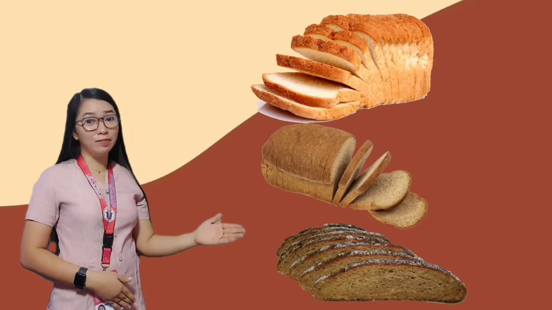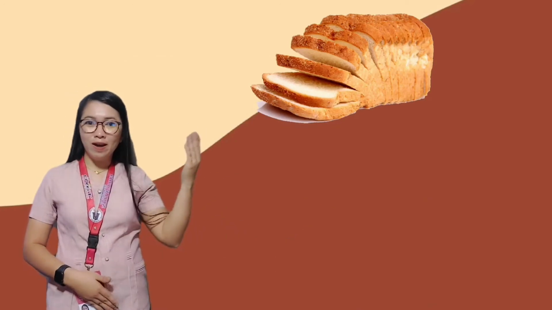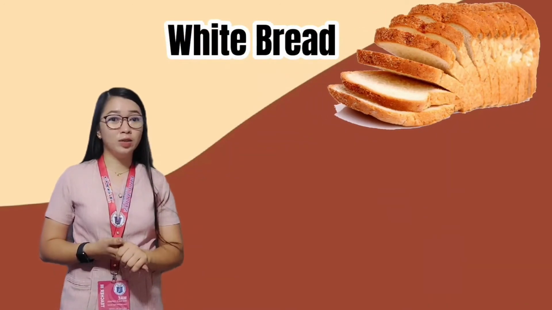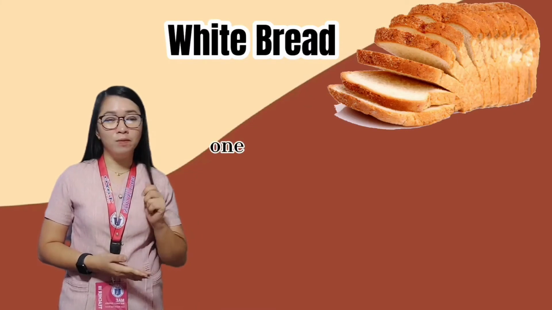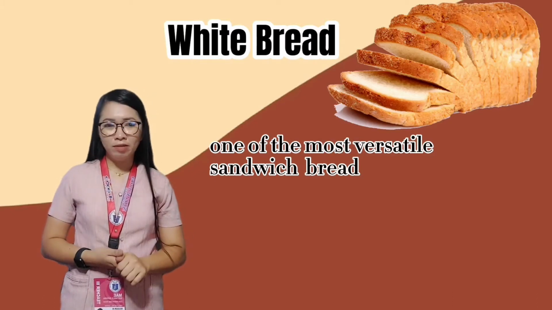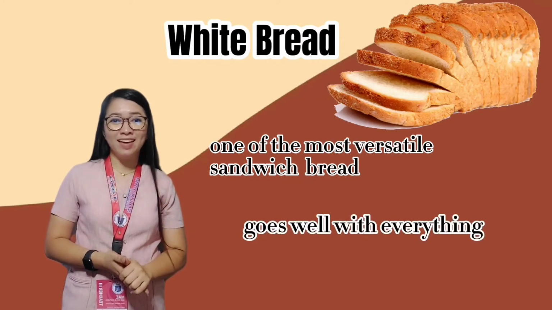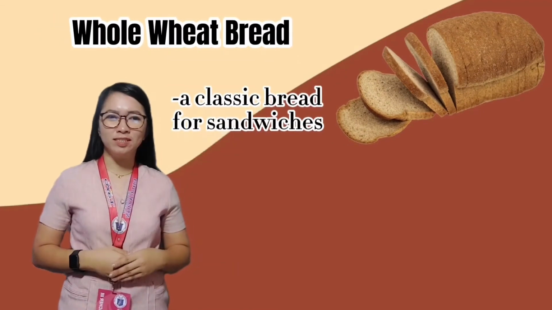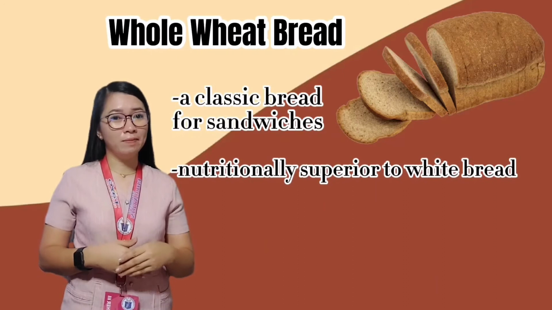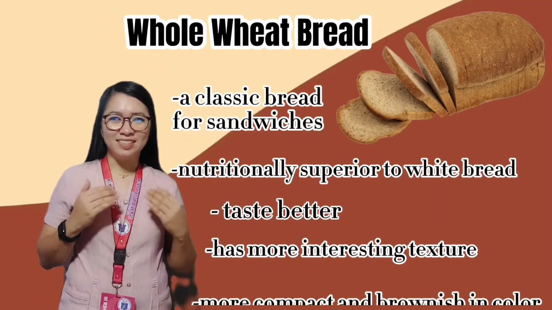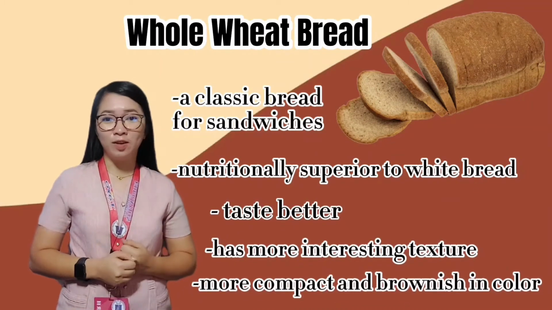Here are the different kinds of loaf bread. Number 1, white bread. These are long rectangular loaves that provide square slices. It is one of the most versatile sandwich bread. It comes in various flavors and goes well with everything and toasts nicely. Number 2, whole wheat bread. It is a classic bread for sandwiches. It is nutritionally superior to white bread, tastes better, and has more interesting texture. It is slightly more compact and brownish in color.